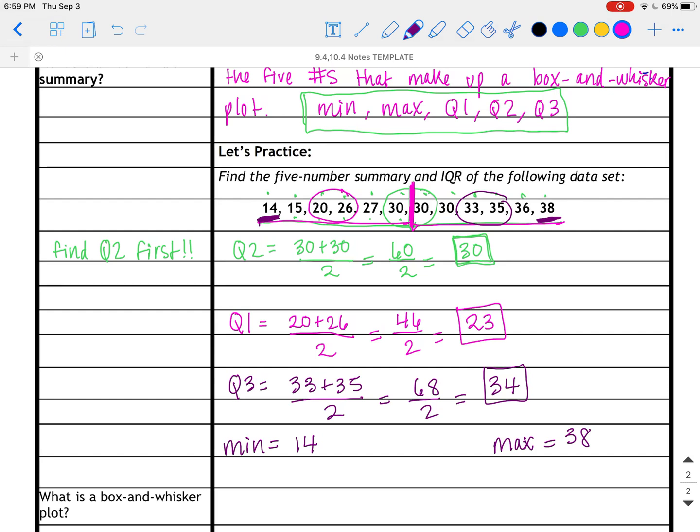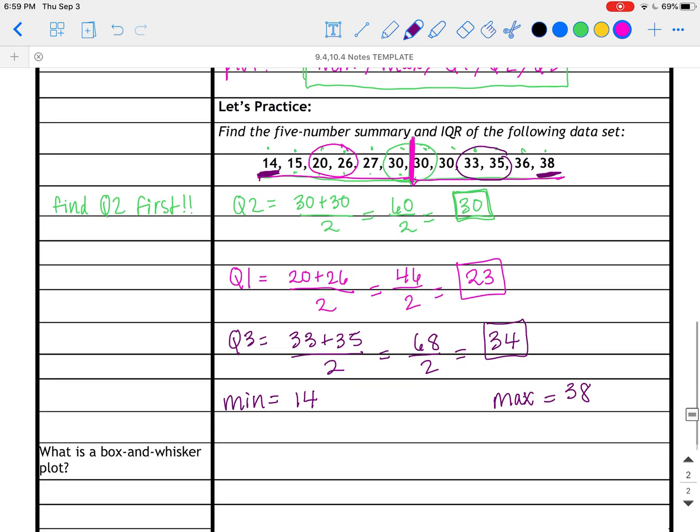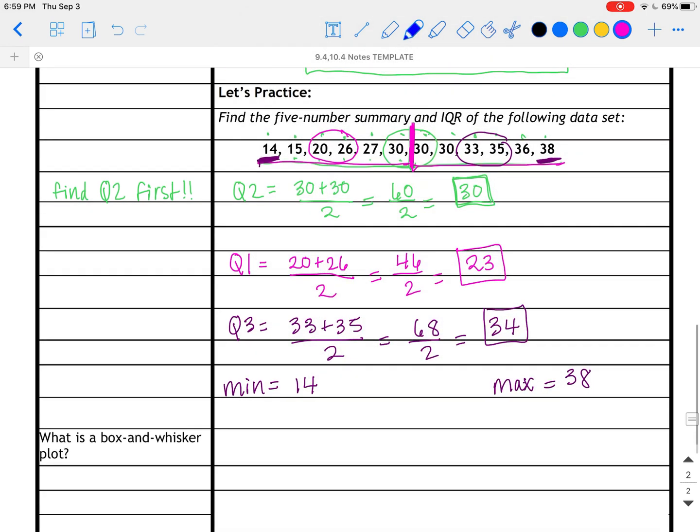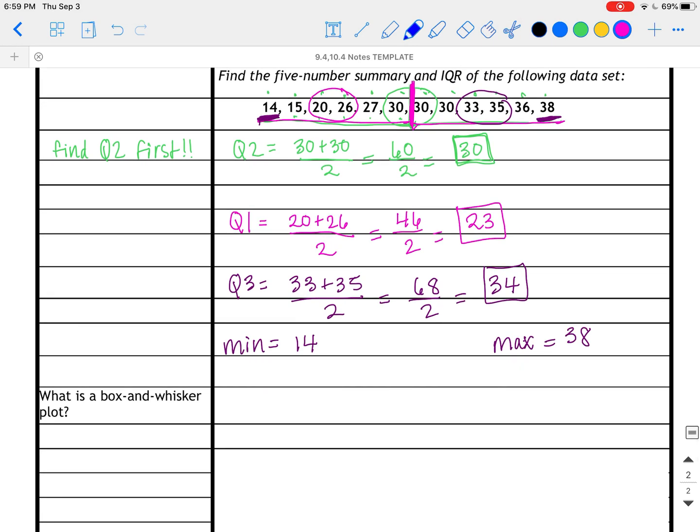So now we have all the values we need to do the last component of our notes, which is a box and whisker plot. And before I draw a box and whisker plot for you, let me kind of describe what it is for you. So a box and whisker plot is a visual representation of data. And remember, I abbreviate sometimes in the notes just to make it easier, but make sure you know what the words actually mean that you're abbreviating. So a visual representation of data along a number line that uses the 5-number summary.